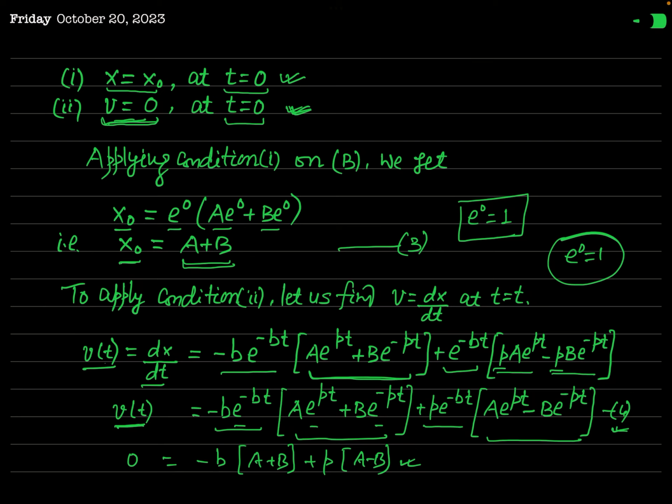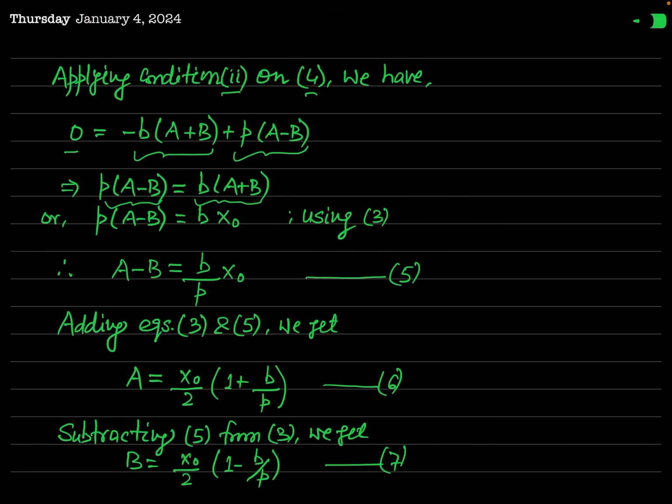But see your equation 3. A plus b, which we have just obtained, is equal to x naught. So in this equation, replace this a plus b by x naught. In place of a plus b I have written here x naught. So our result is p times a minus b equal to b x naught. Here I have written that the use of equation 3 has been made. And that's why you can say that a minus b is equal to b over p times x naught.